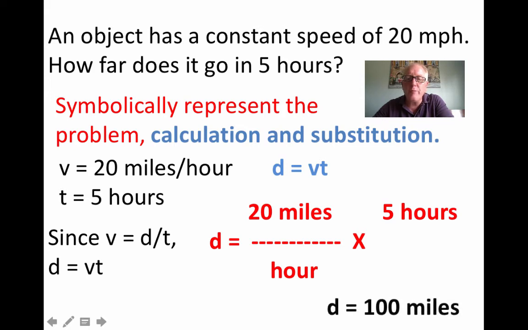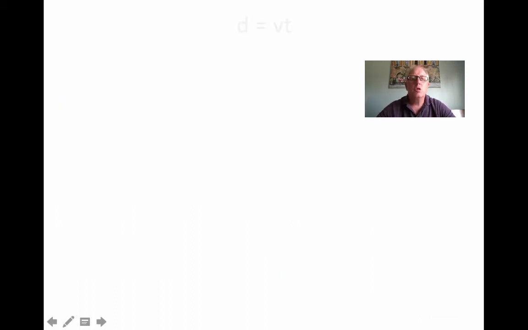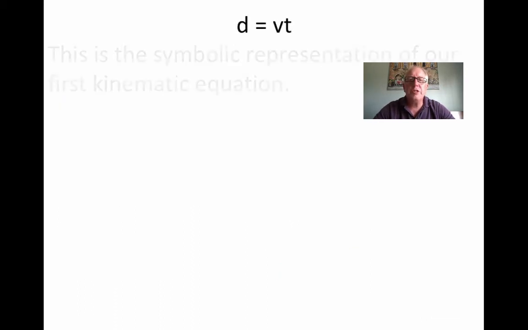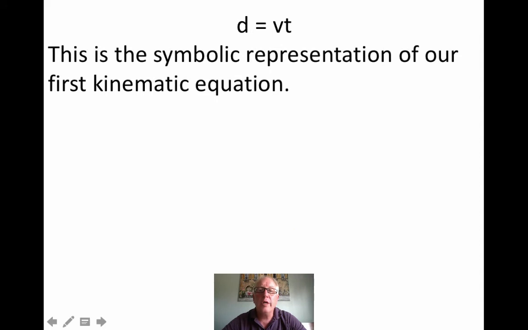Okay, so 20 multiplied by 5 is 100, and as I mentioned, the unit will come out to miles, and that should make some sense too. So here I have represented the information, I've shown the work, and I've given the answer with the correct units. That's a full credit solution. D is equal to VT, as I pointed out before, is the way you are going to see the first kinematic equation. And that's the way I'll write the formula. Then we can manipulate it to solve for distance or speed or time.